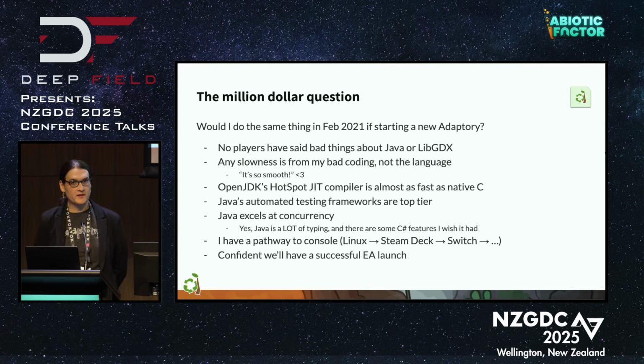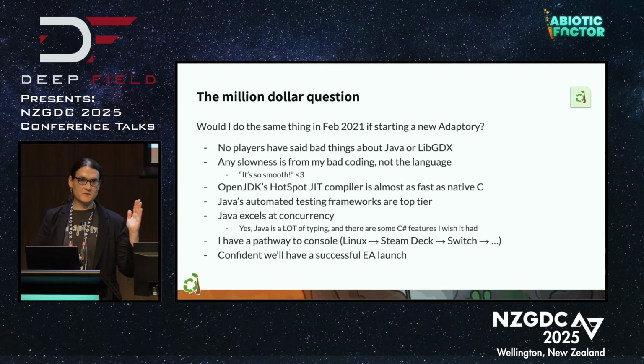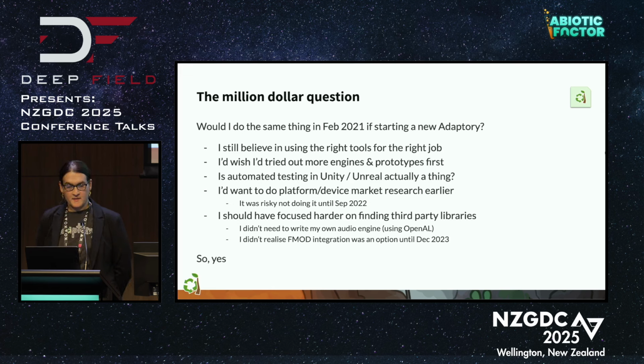But I do have a pathway to console, which is to go PC, Mac, and then Linux, and then Steam Deck, and then Switch. The process of going from Linux to Steam Deck will give me time to rewrite the UI. Steam Deck to Switch will help me go from Linux to a console device. And from that, PlayStation, Xbox, whatever new platforms there are out there. I'm very confident that where we are right now, we're going to have a successful launch into early access, which is very, very exciting. I still believe in using the right tools for the right job.